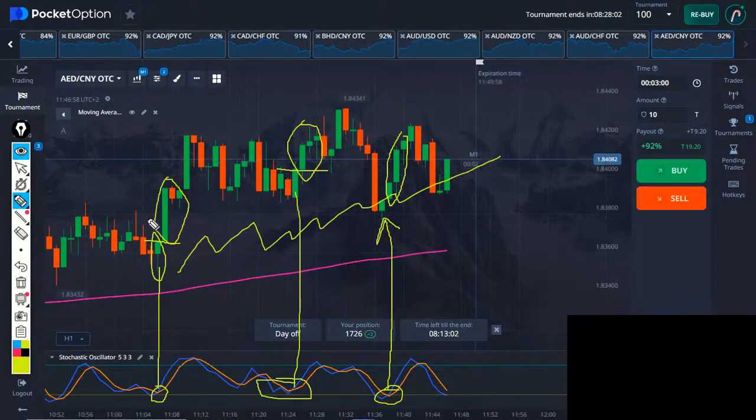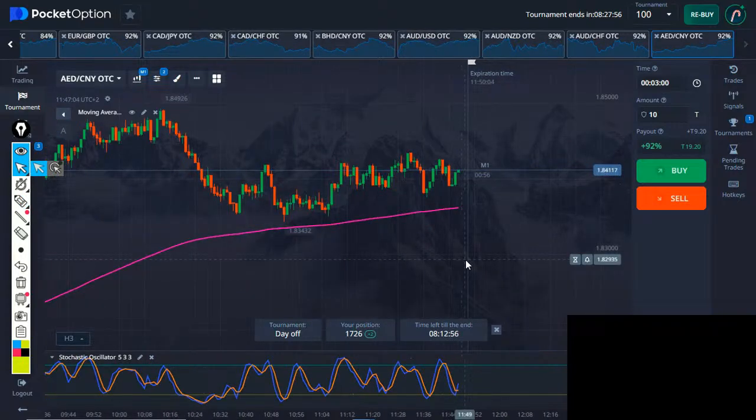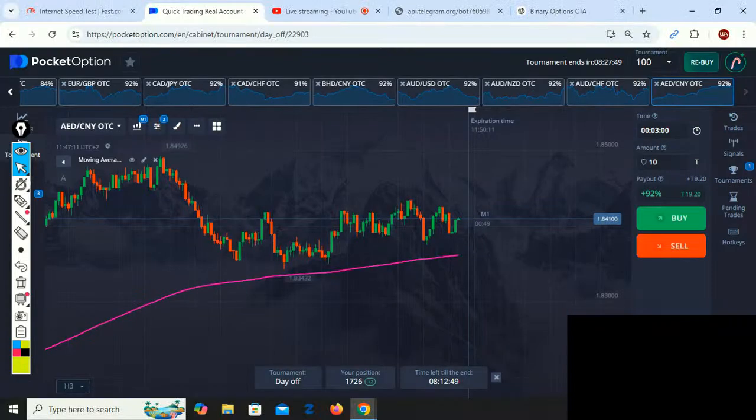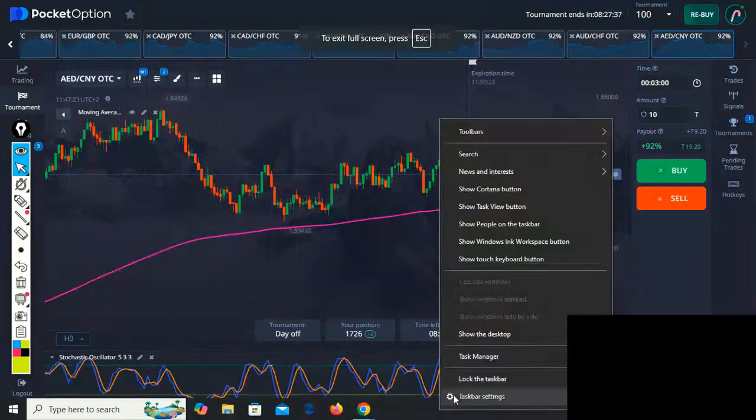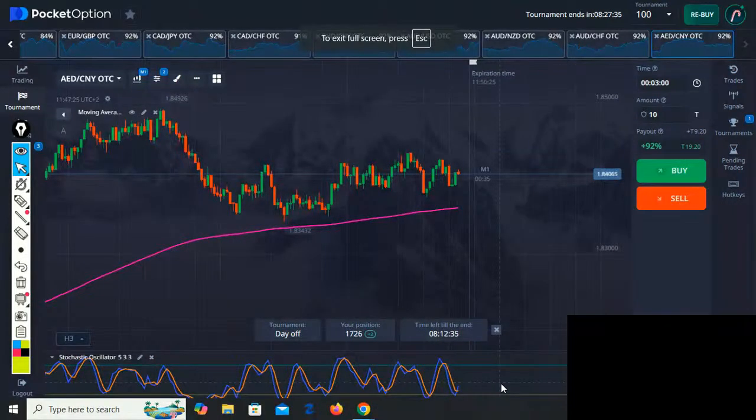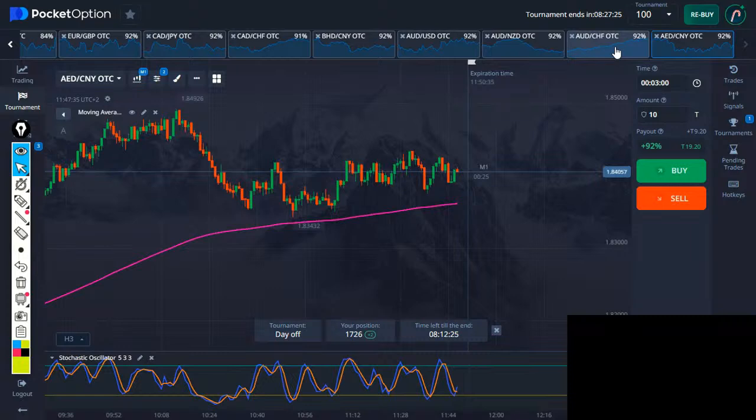Okay, so let's proceed with actual trading. On the connection situation, okay, doing fine. So let's proceed. What's going on with this taskbar thing? Okay, so let's find some entry points.